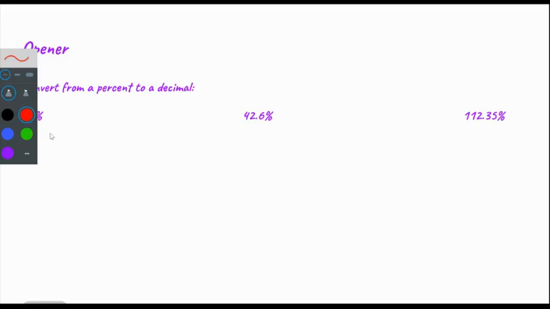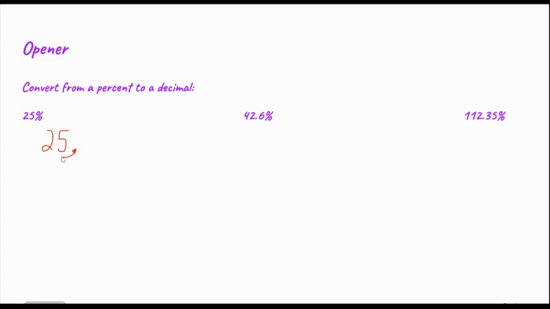We got 25%. We're reviewing how to convert from a percent to a decimal because that's going to be very big today. So move it over 1, 2. This is 0.25.